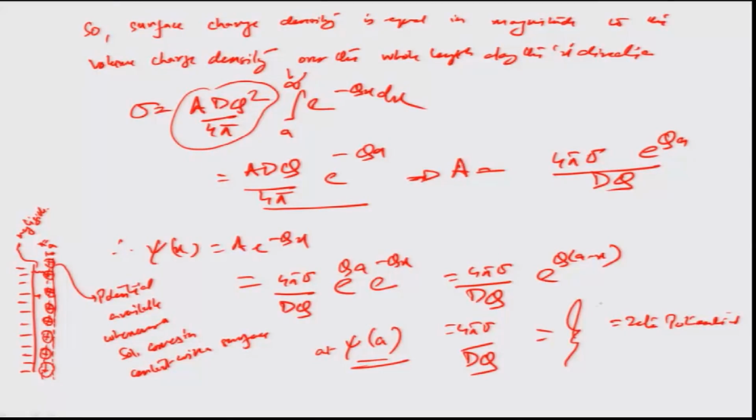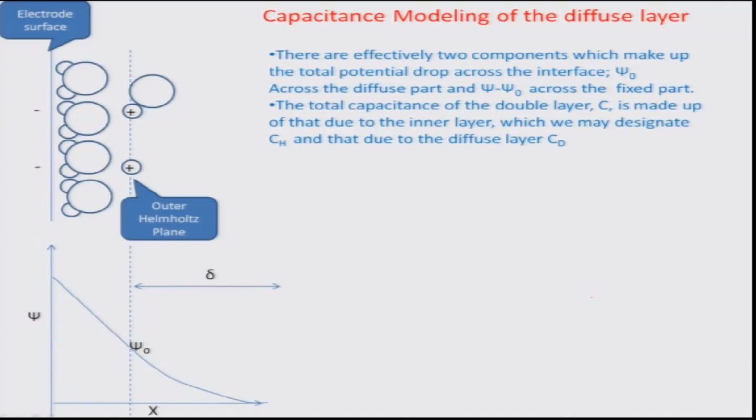This is a very important term as regards electrochemistry, because it is the zeta potential which is going to define some of the things that we do in electrochemistry. If we look at effectively two components which make up the total potential drop across the interface, obviously there is a potential drop in this particular Helmholtz layer, and then there is a drop in the diffuse layer.